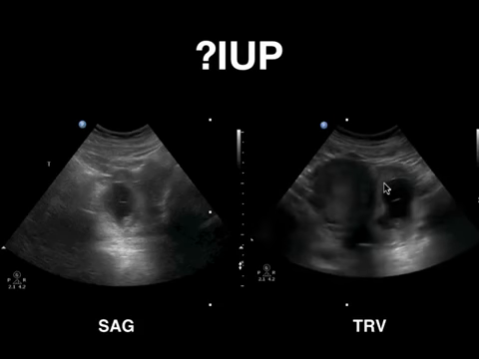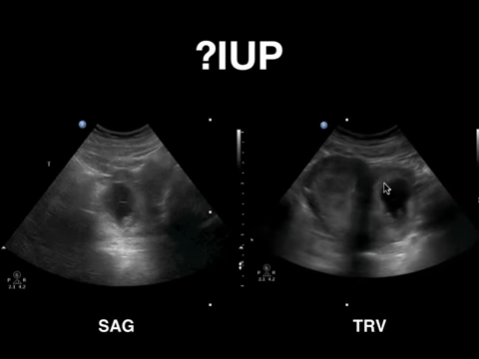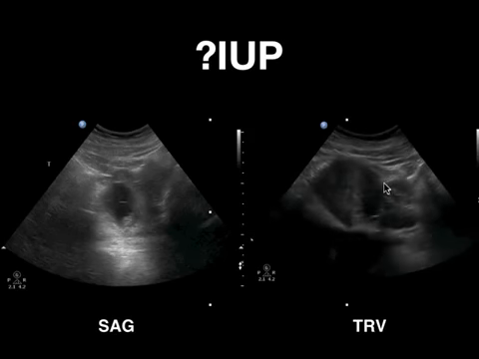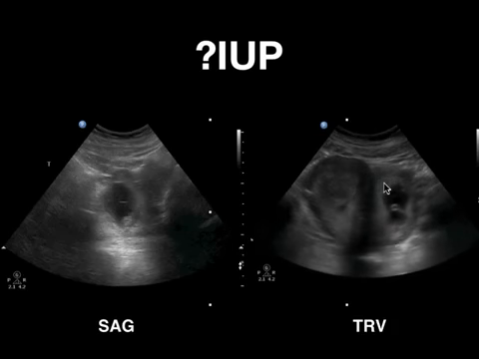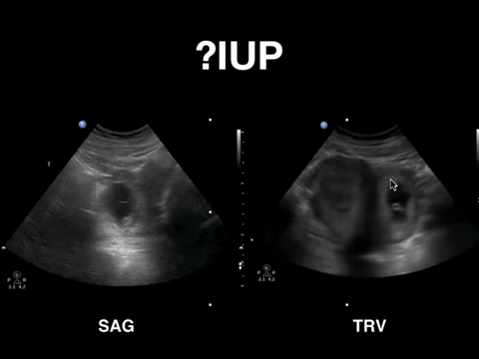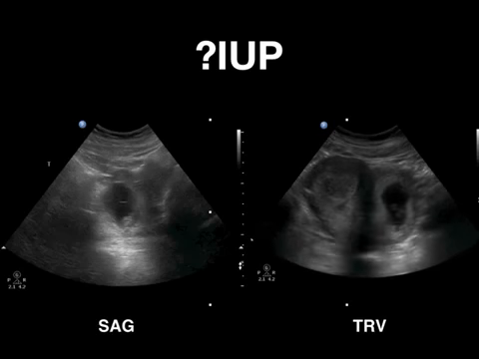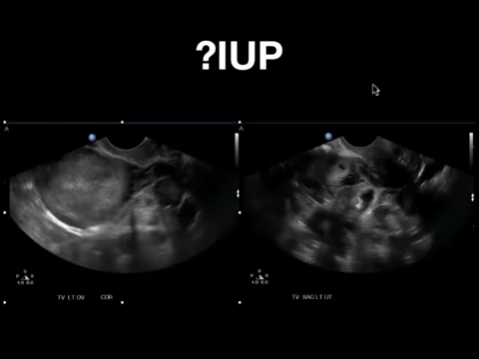This can be a difficult call, especially when you first begin scanning. My recommendation is that if you're having to measure whether there is a 5 millimeter myometrial border, it's better to have a comprehensive scan done by somebody with more experience, because you don't want to misdiagnose an interstitial ectopic as being an intrauterine pregnancy.